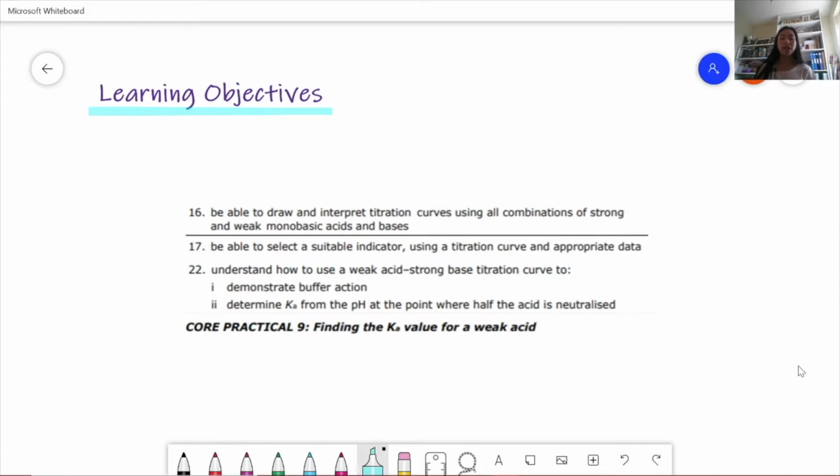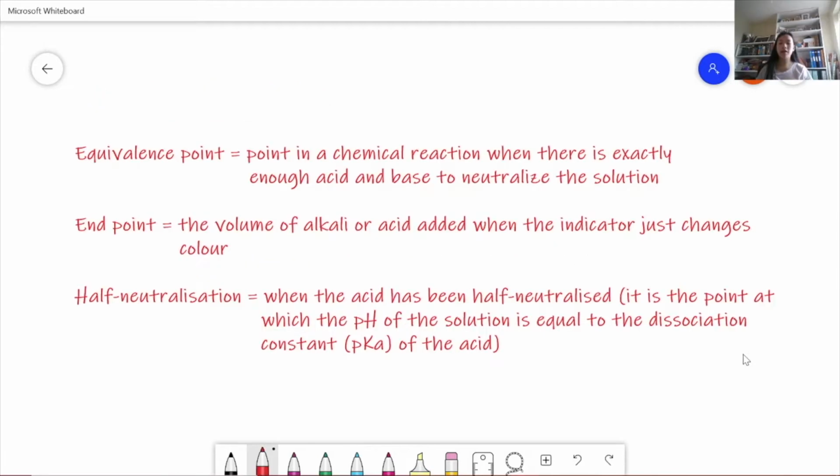And then finally, we're going to look at a core practical, which is finding the Ka value for a weak acid. Now we're going to look at some definitions. The equivalence point is a point in a chemical reaction when there is exactly enough acid and base to neutralize the solution. So for example, in titrations, when you're adding an alkali to an acid, it's when you add just enough alkali to neutralize that acid.